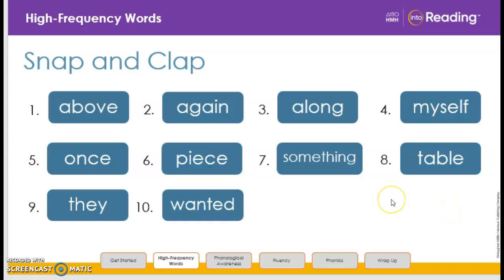Now we're going to do these words on our own. So I want you to choose a word, read the word, spell the word, snap out the vowels, clap out the consonants. You want to do another one together? Let's do table. Table. T-A-B-L-E. So we are going to remember, snap out the vowels, clap out the consonants. T-A-B-L-E, table. Great job. Now do the rest of the words.